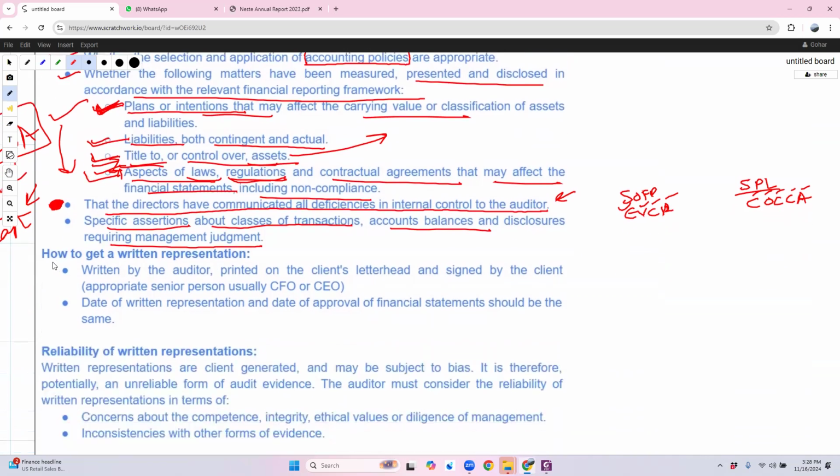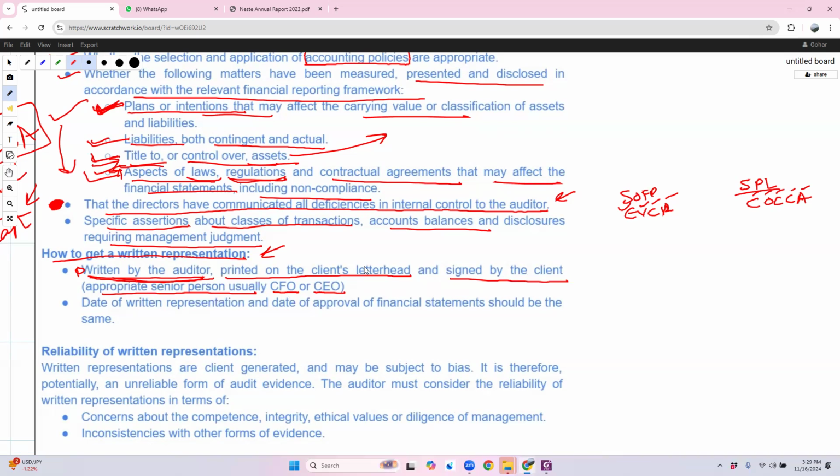How do you get a written representation from the management? It's too easy. Written by the auditor. Now, remember, this is a way you get a written representation. Listen to this very carefully. Step number one: written by the auditor, printed on the client's letterhead and signed by the client. An appropriate senior person, usually the CFO or CEO.